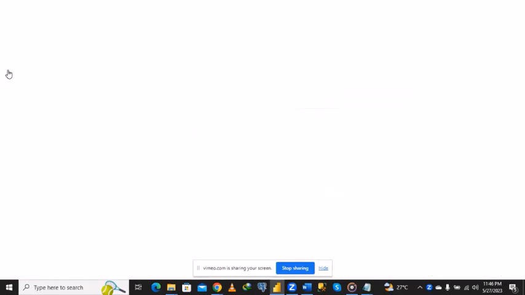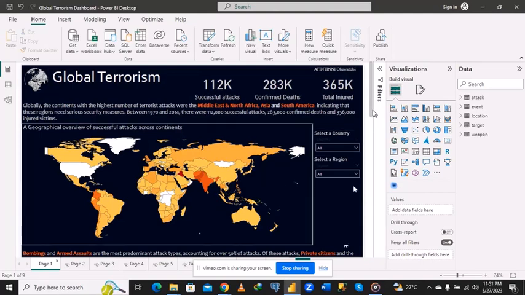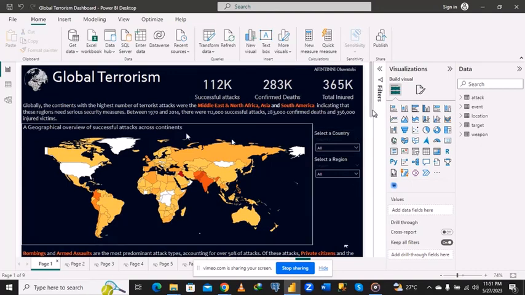So alright, let me quickly walk us through my visualization, and for this I used a few charts to visualize my results. The first visual we have here is the filled map, or the shape map rather, and from this map we could basically see a geographical overview of the successful attacks across continents.